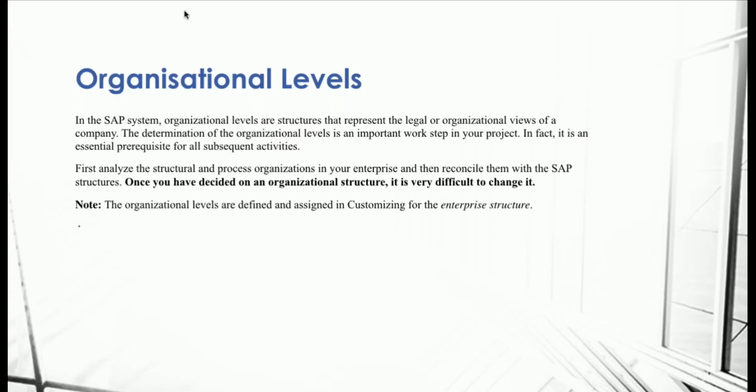So first you have to analyze the structural and process organization in your enterprise and then reconcile them with SAP structures. First, before even you think about SAP, first you need to understand how their enterprise structure looks like actually physically in the place. Then only you will talk about SAP terminologies. And once you have decided on the organizational structure, it is very difficult to change it. So once you created some plants, you created storage locations, and then you say, no, no, no, there was something wrong after you posted some transactions, it is very difficult to change it, right?